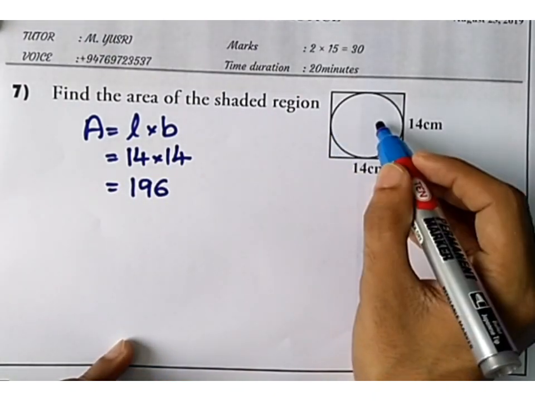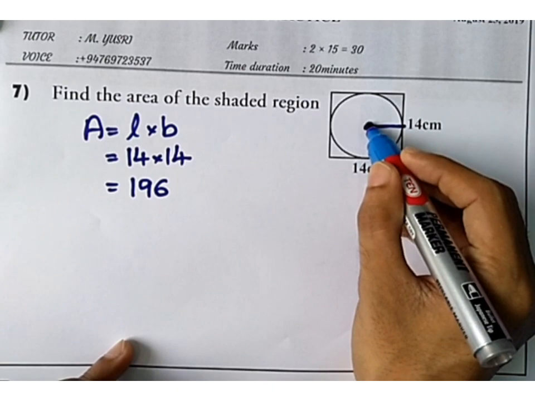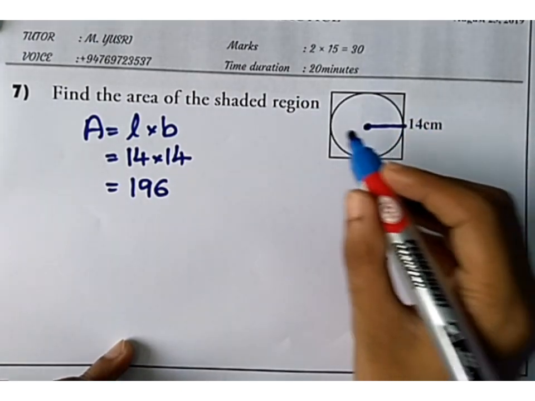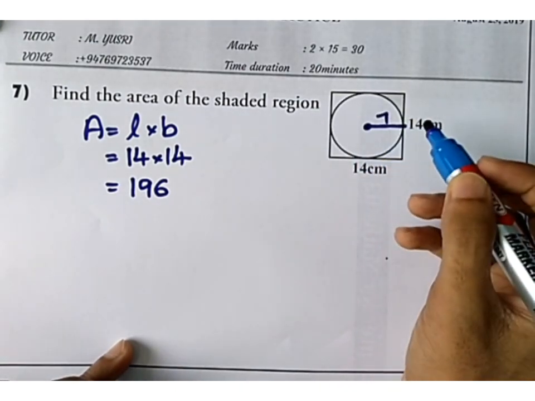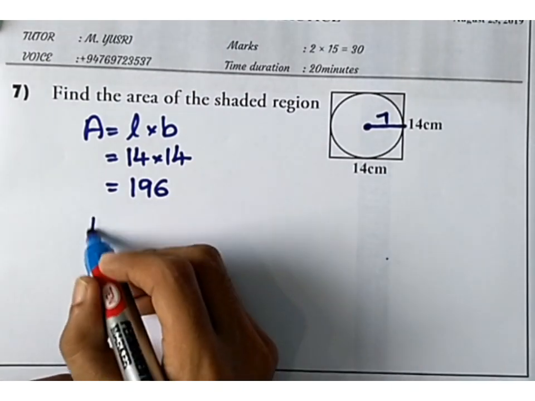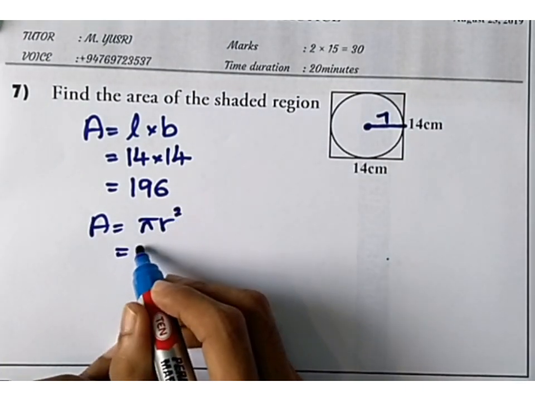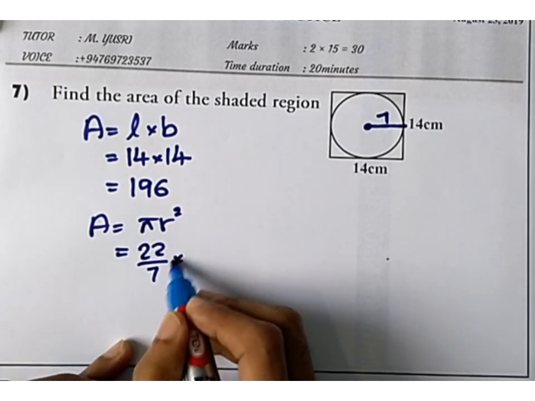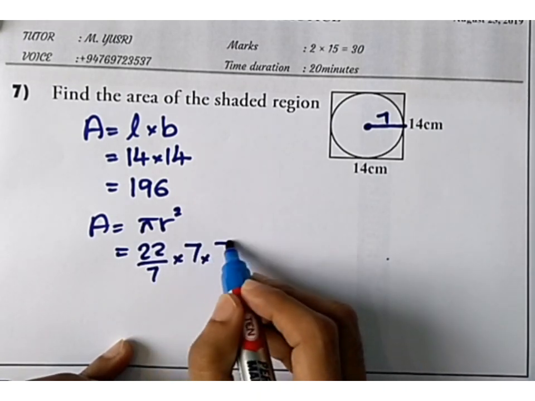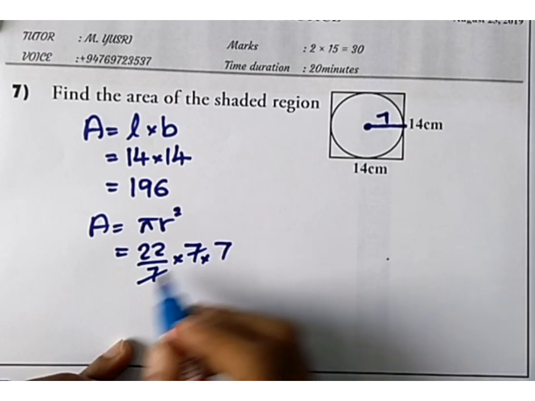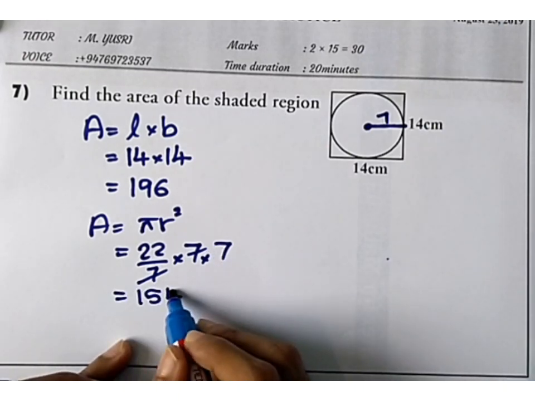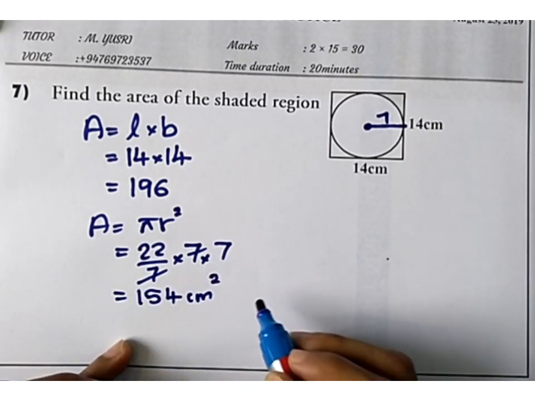Now can you find the area of this circle? How much is the radius? Yes, half of this. The diameter is 14, so the radius is 7. Now we can find the area of that circle by using the pi r squared formula. So pi represents 22 over 7 and the radius is 7 into 7. Now we can cancel 7 with 7. 22 7s are 154 centimeter squared.